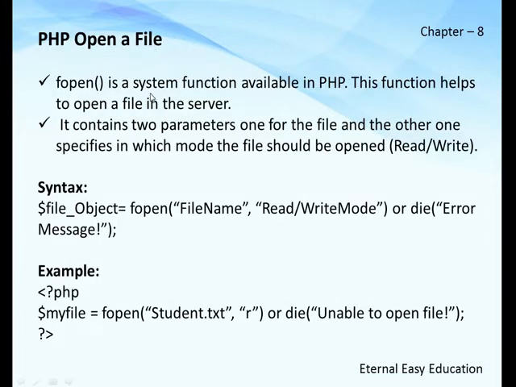Fopen is a system function available in PHP. This function helps to open a file in the server. So the first function is fopen, that is file open. It is used to open a file. It contains two parameters, one for the file and the other one specifies in which mode the file should be opened, read or write.